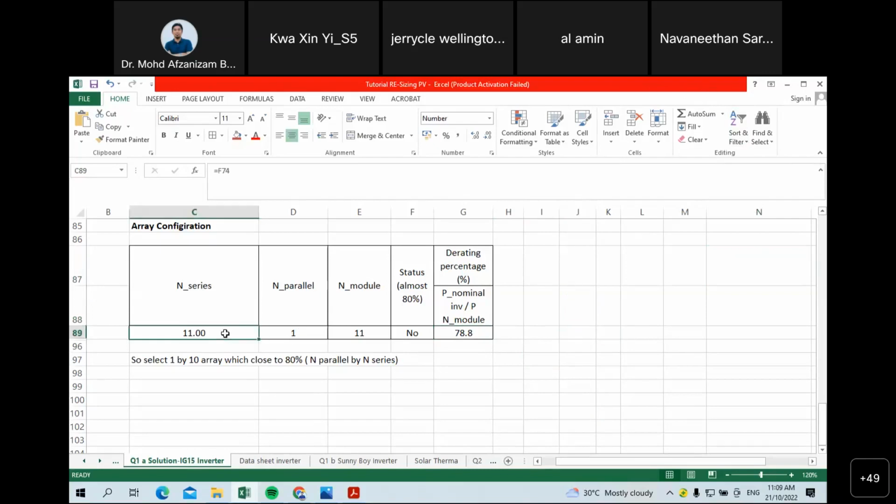So this one is from the table, from the calculation. This one is n series times n parallel, then we get the 11. So we skip this one first, and we'll mention it afterward. And then how to obtain this one, 78.8? Can someone share with sir? Are you getting the same answer as sir?